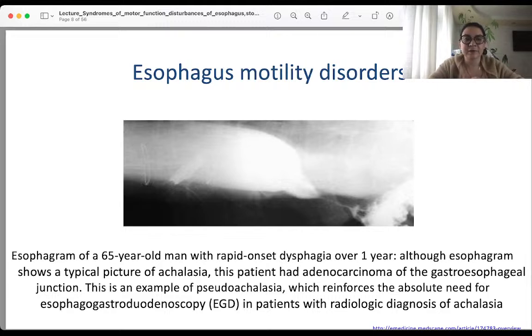Here you see an esophagram of a 65-year-old man with rapid onset dysphagia over 1 year. Although the esophagram shows a typical picture of achalasia, this patient had adenocarcinoma of the gastroesophageal junction. This is an example of pseudoachalasia, which reinforces the absolute need for esophagogastroduodenoscopy in patients with a radiologic diagnosis of achalasia.